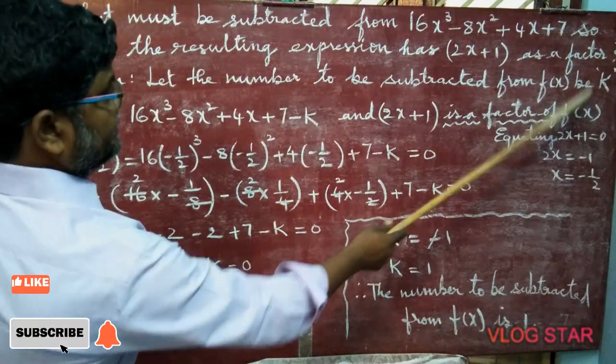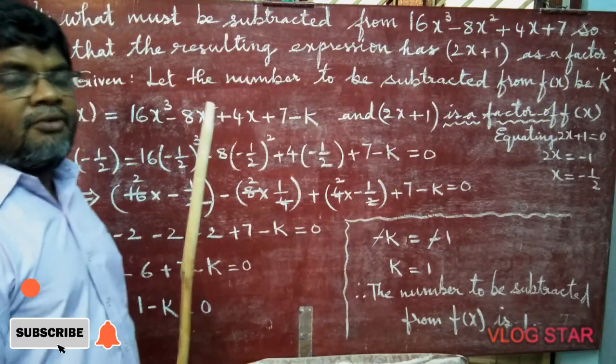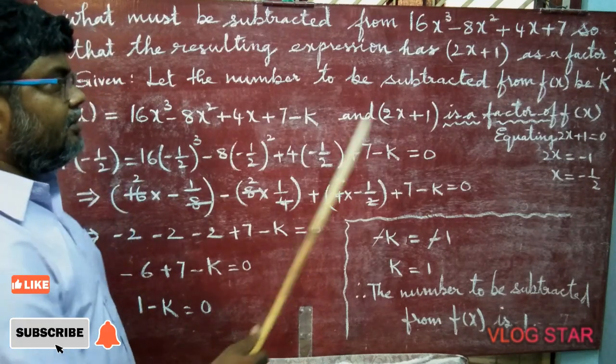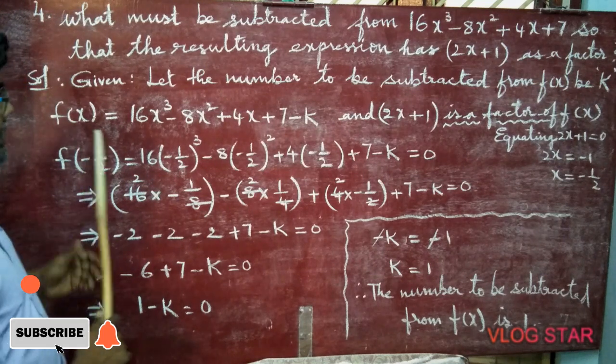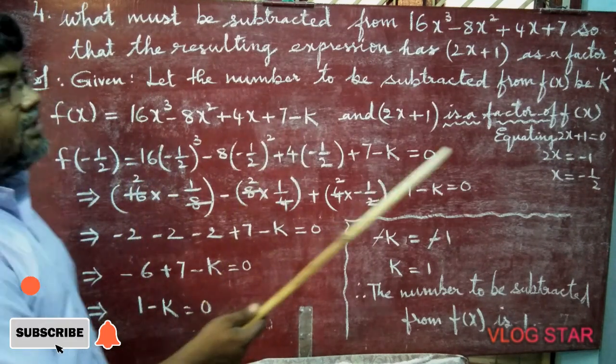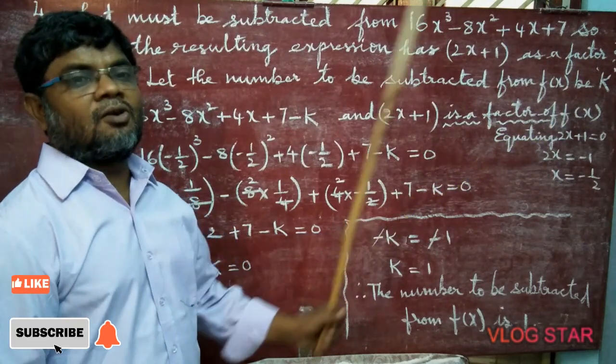Why we selected k means usually when we don't know an unknown number we think of it as x. Let the number be x. But here we are not thinking of it as x because the given polynomial is already in x. The expression is in x. So we change to another letter, k. k means constant.